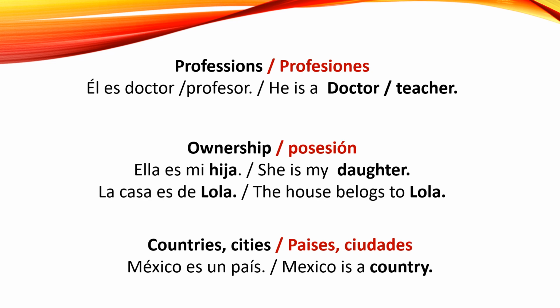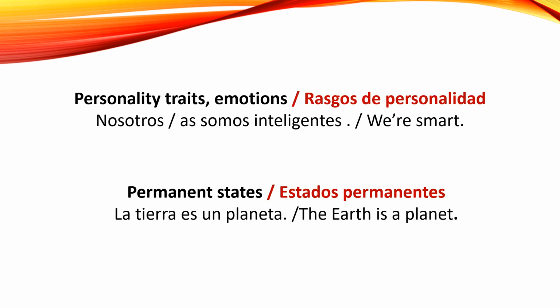Also, when we talk about countries and cities, we use the verb ser. For example, México es un país. In English, Mexico is a country. We not only describe physical characteristics, but also we describe the personality with the verb ser. For example, nosotros or nosotras somos inteligentes. We're smart. So we are describing smart, inteligentes, as a personality trait.